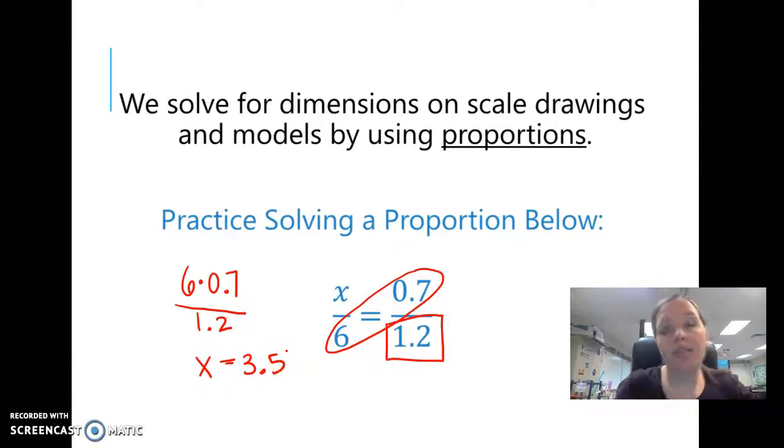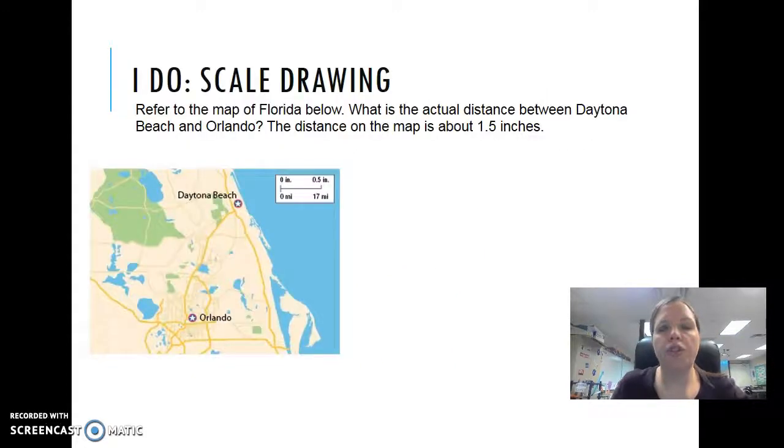So we're going to set up proportions, which we did at the beginning of the year. We're going to set up proportions and solve for the parts that we do not know. There are two types of problems in this video: the I do problems and the you do problems.